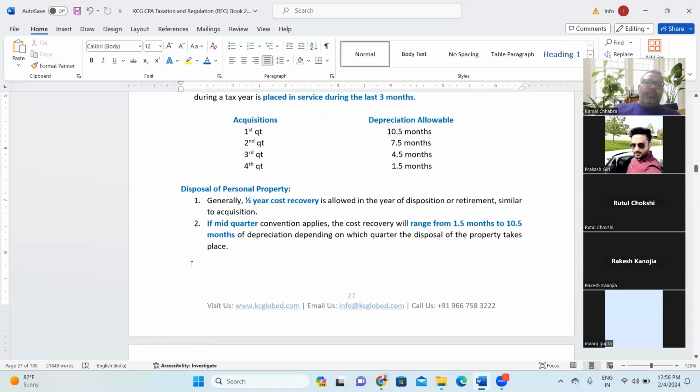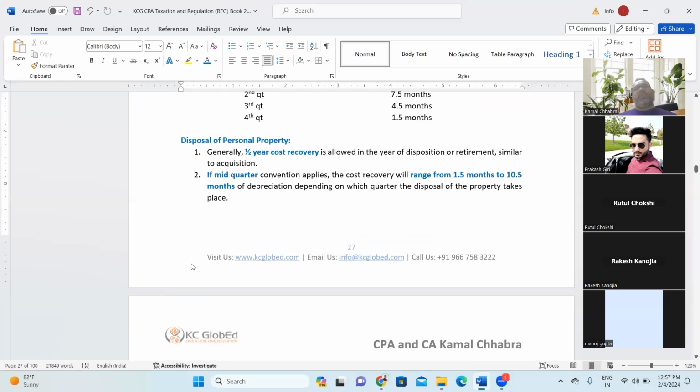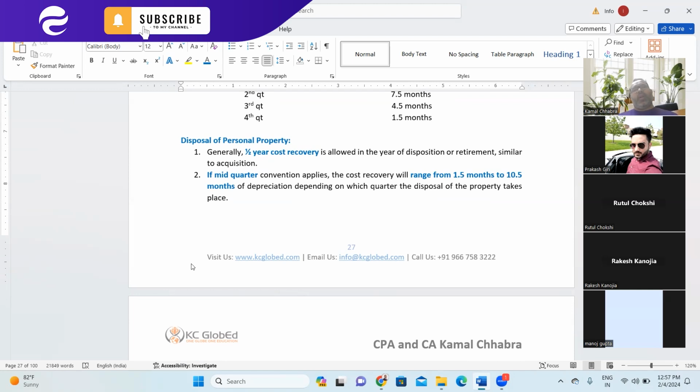Next is disposal of personal property. Generally, 1.5 year cost recovery is allowed in the year of disposition or retirement, similar to acquisition. If mid-quarter convention applies, the cost recovery will be in a range of 1.5 months to 10.5 months, as we have discussed above. In the period of sale, if you are using half year convention, then half year depreciation will be used. If you are using mid-quarter convention, then 1.5 months of that particular quarter in which the asset has been sold will be used. Same way.